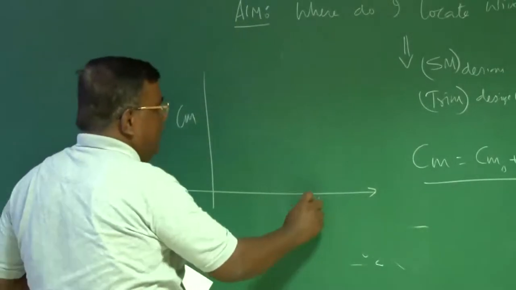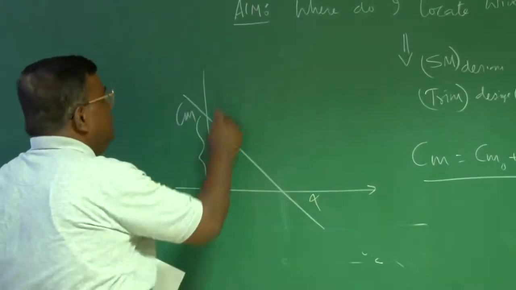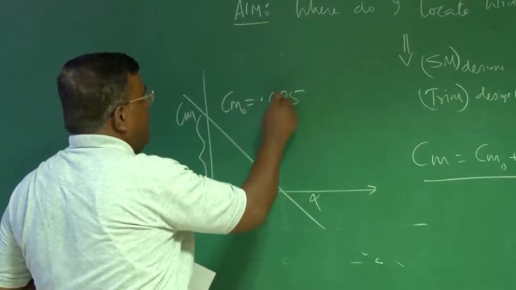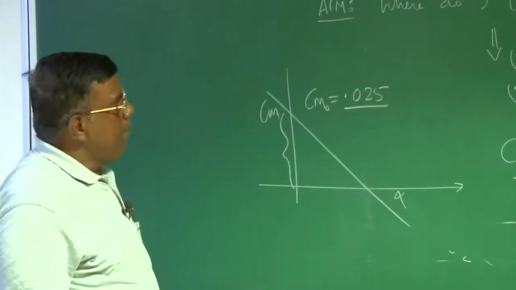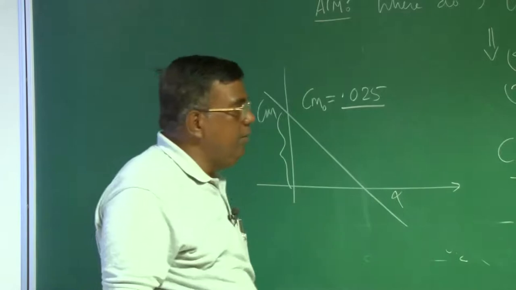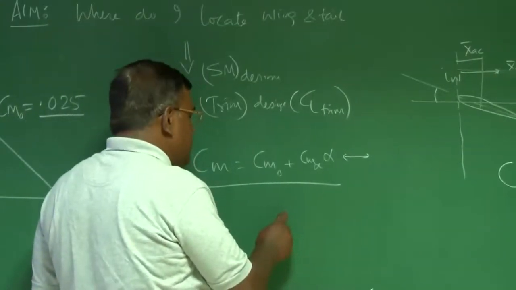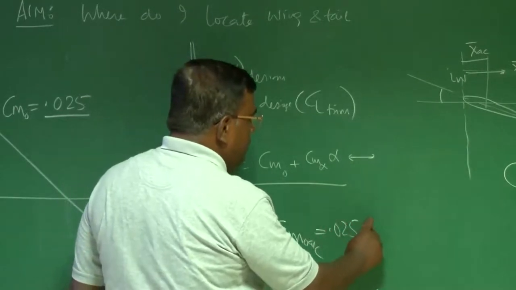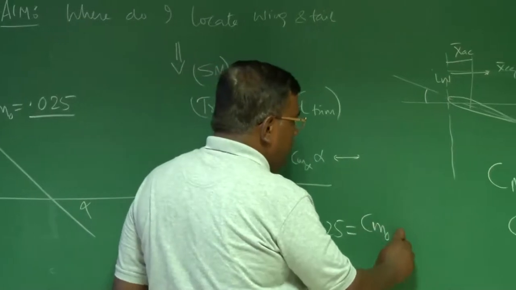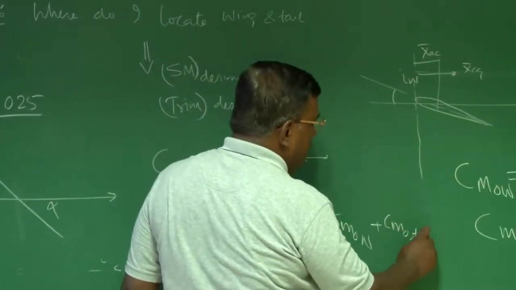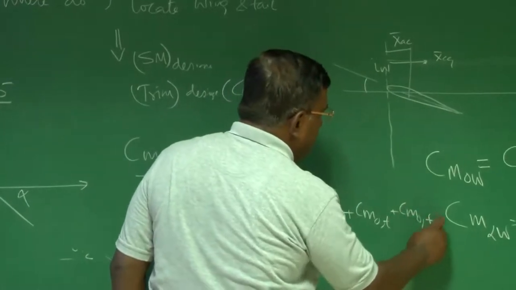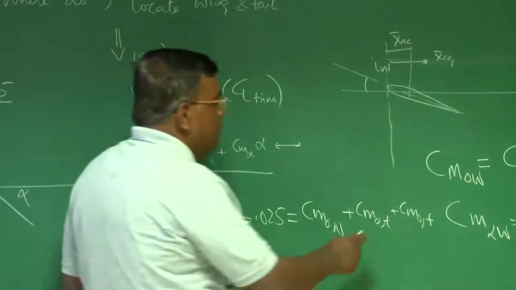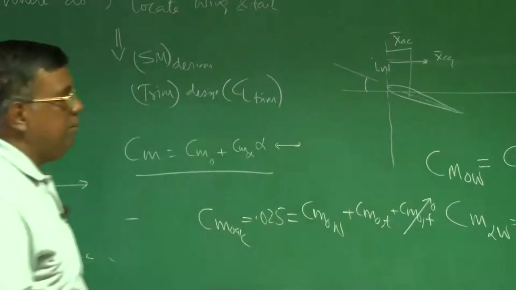CM at alpha, and let's say this is CM naught. Let's say I require something called 0.025. Let's say, example. If I require CM naught to be 0.025, then what it means for a designer is CM naught of the aircraft should be equal to 0.025, which should be equal to Cm0 because of wing, plus Cm0 because of tail, plus Cm0 because of fuselage. Right? At a conceptual stage, we'll say, okay, this gentleman is zero. I make my life simpler.